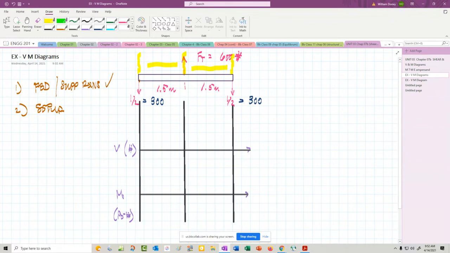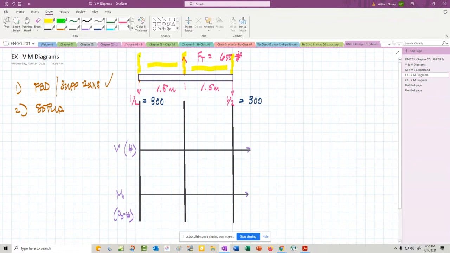Now, just looking ahead, when we have these vertical lines here, 1, 2, 3, what we're expecting is that the diagrams are going to change at that point. There'll be some sort of change in the slope or the value or the magnitude there. All right, so moving on.